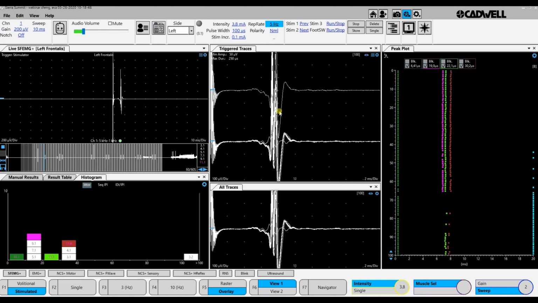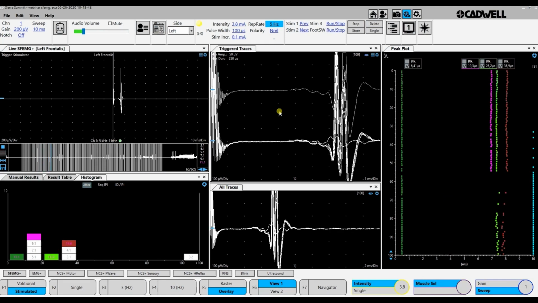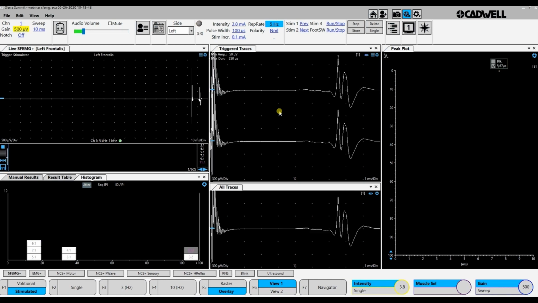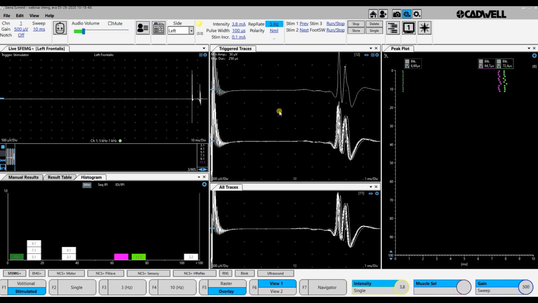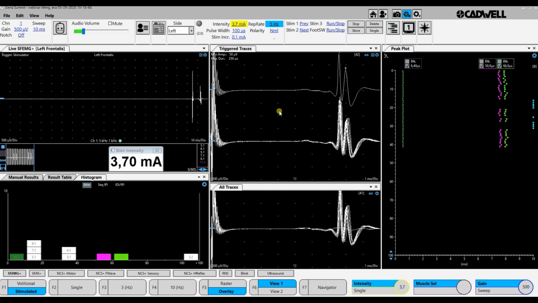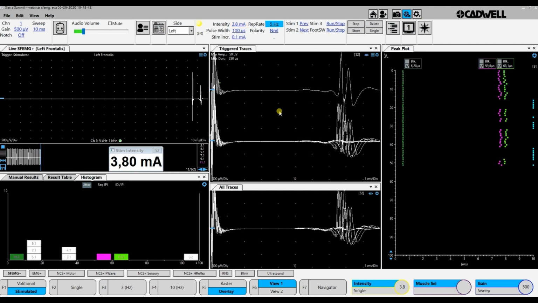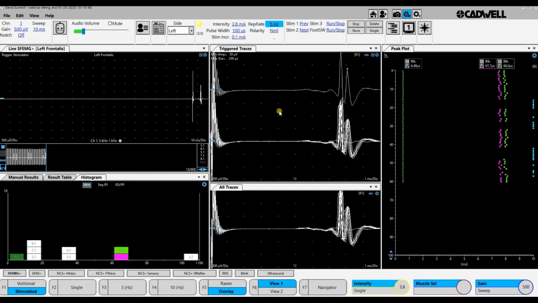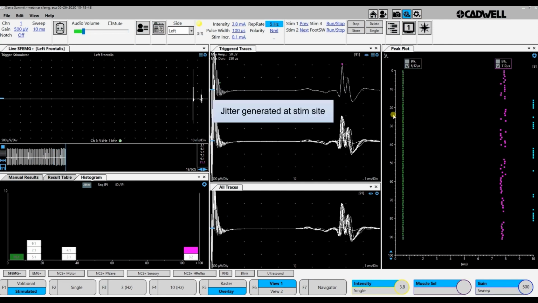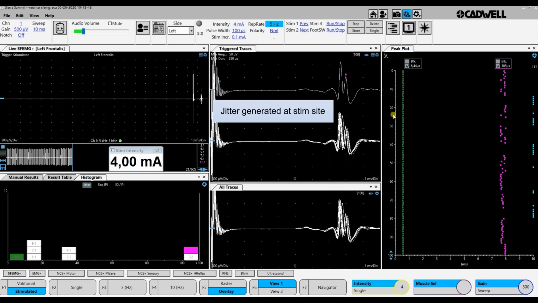Here are a few spikes. And when I have very little stimulation, they come and go together. So these two come from the same axon. And you can see to the right here that they move together. So it's a jitter from both of them.